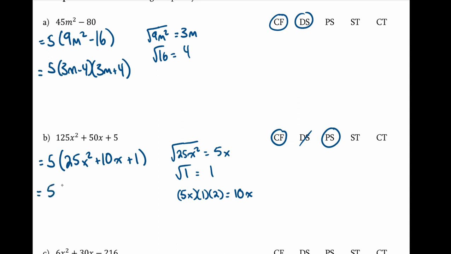So the 5 is going to stay out there in front. I'm going to put my first term, 5x. It will be plus 1 because of the sign on the second term, and then squared. And I've factored it completely now.